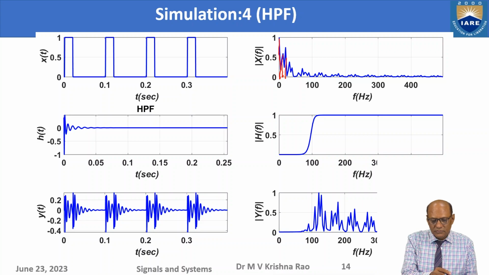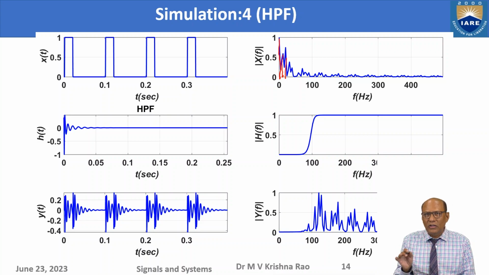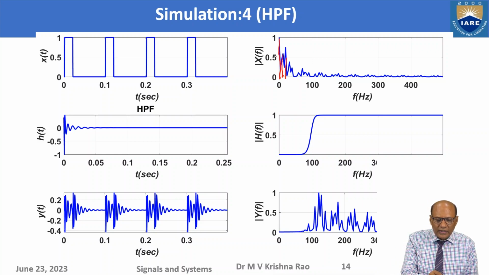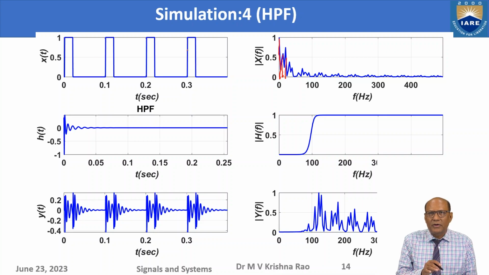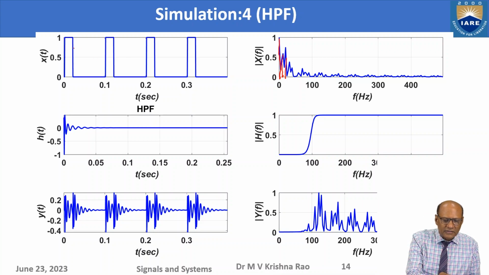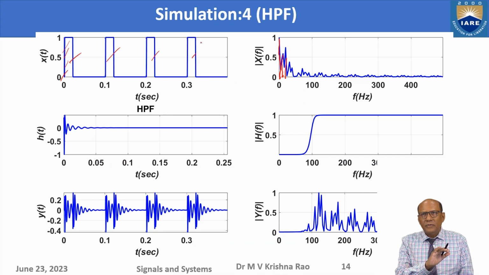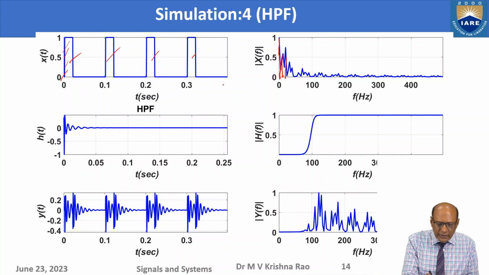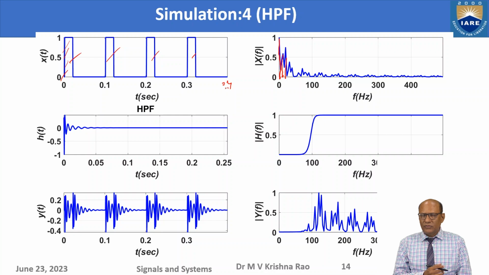Because the number of cycles is only 4, the effect is that there is a DC component in this. So 4 cycles, this is the positive value, and the area under this plus this plus this plus this, the 4 areas add, divided by 0.4 seconds. So that is the average value of that. There is some average value here.